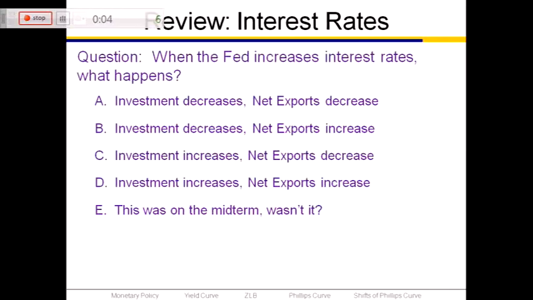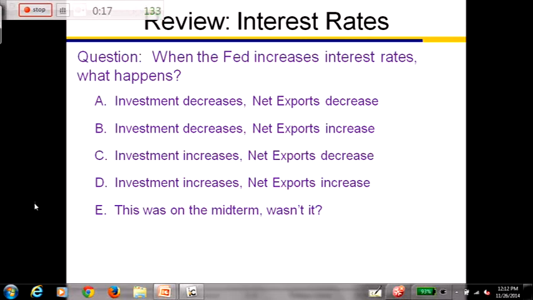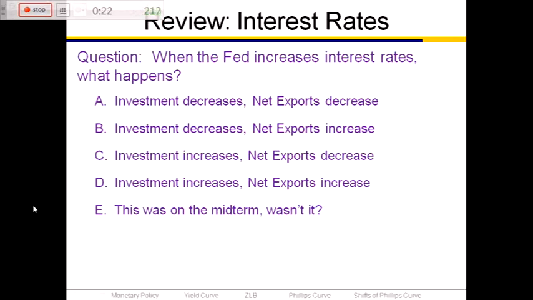I'm up and running. There's your clicker question. When the Fed increases interest rates, what happens? A, B, C, D, or E? I'm going to try to move this and make sure it doesn't. My thing's not working again. There. All right, so when the Fed increases interest rates, what happens? A, B, C, D, or E?